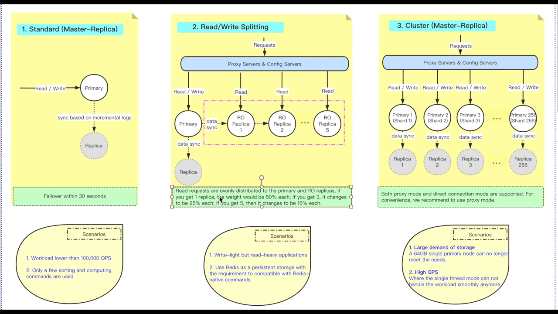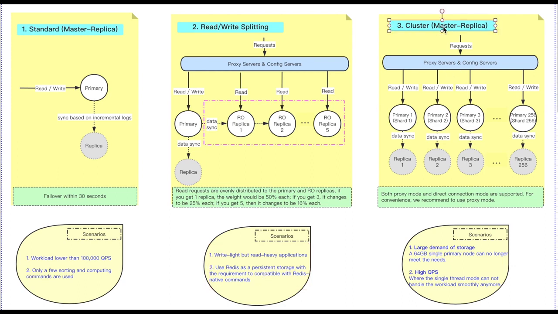So, for the read-write splitting architecture, what is the best scenario to choose it? And what is actually useful? Well, as it contains only one primary node but several RO instances, it's definitely suitable for write-light but read-heavy applications. And since the max spec is 64 gigabytes, it's also a good choice for those who want to use Redis as a persistent storage with the requirement to be compatible with Redis native commands.